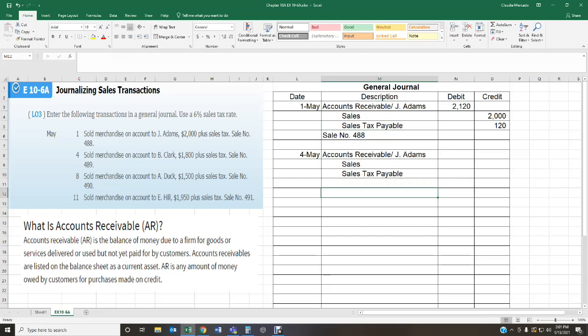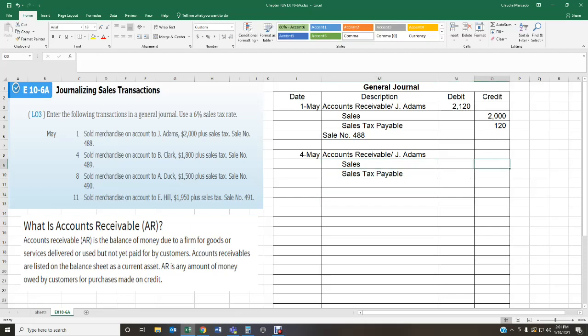Every single time that you have a sale on account with taxes included, those are the three accounts that are going to be affected. It's not going to change. The only thing that changes are the dollar amounts. But accounts receivable will always be debited, sales will always be credited, and sales tax payable will always be credited.